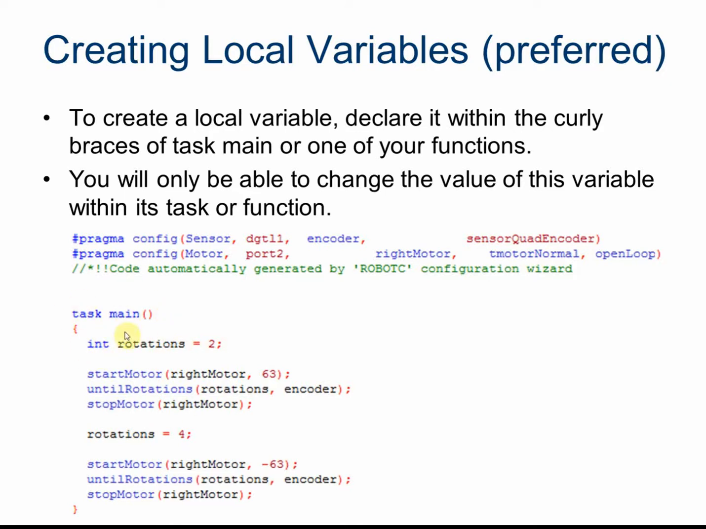If I have another function, if I have another task, I'm not going to be able to access rotations because it's local to task main. It will only be able to be adjusted, changed, used within this task.